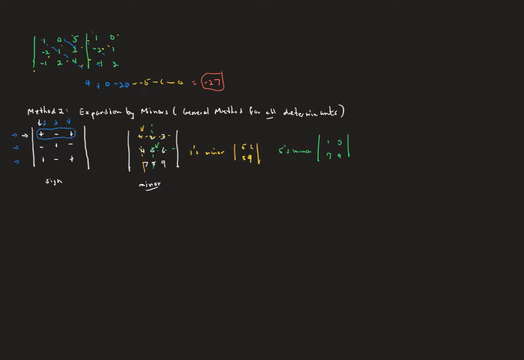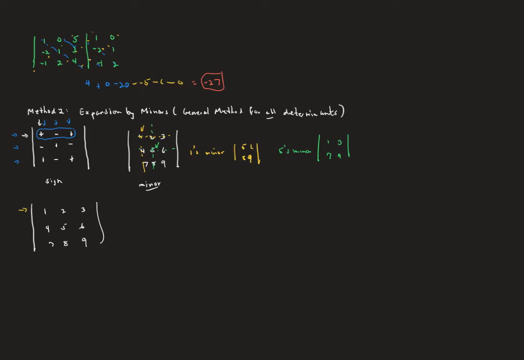Okay, let's see what this might look like in an example. I'm going to explain it through an example. So let's say we have 1, 2, 3, 4, 5, 6, 7, 8, 9. Now, just for the sake of argument, I'm going to expand along row 1.